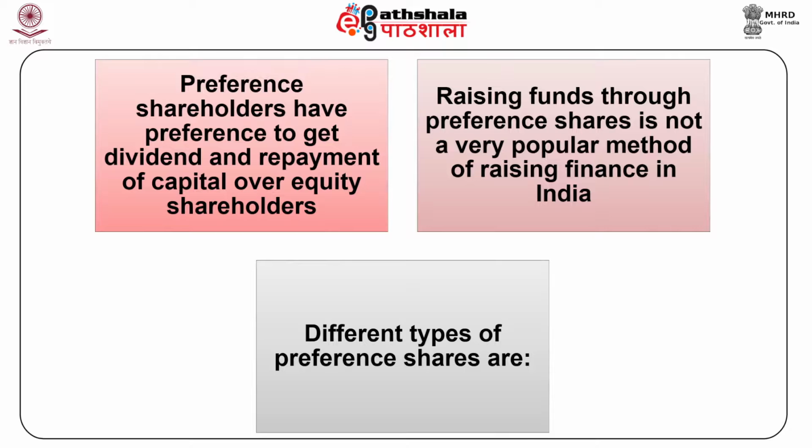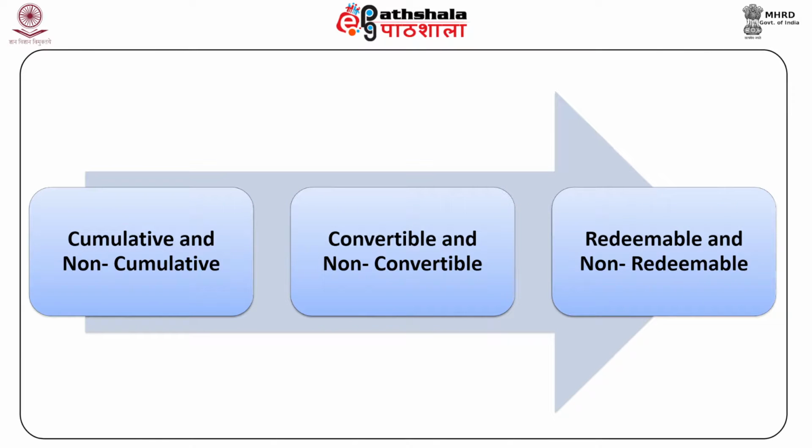Different types of preference shares. The first one is cumulative and non-cumulative. In the case of cumulative preference shares, if the company doesn't declare dividends in a particular year due to insufficient profits, the unpaid dividend gets accumulated and can be paid in a future year. In the case of non-cumulative preference shares, if the company is unable to pay dividends in part or full in a particular year due to insufficient profits, the preference shareholders lose that amount.